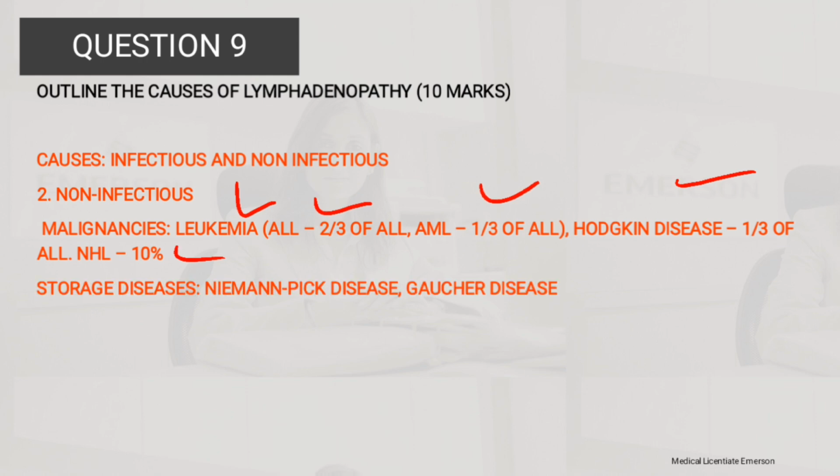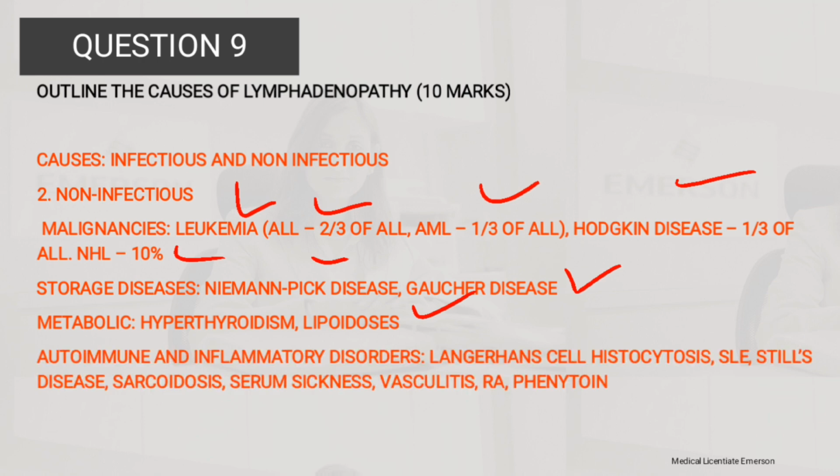Okay. Then we can also have storage diseases such as Niemann-Pick disease, Gaucher's disease. These are the storage diseases. Then for metabolic diseases, we can have hyperthyroidism and lipoidosis. Okay. These are the causes under metabolic.